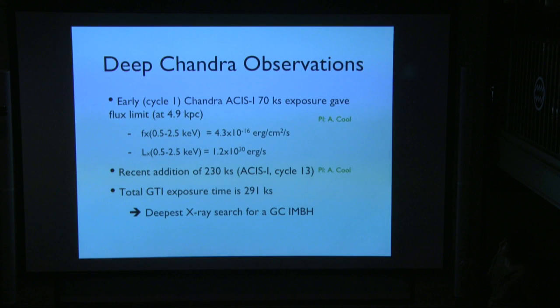So as I mentioned, our very early observations gave us an upper limit on the X-ray flux of an object that might exist in the center of the globular cluster. Our upper limit was a flux limit of about 4 times 10^-16, or a luminosity limit of around 10^30. So then we added a bunch of really nice deep exposures, and this led to what is, I think, the deepest X-ray search so far for an intermediate mass black hole in the center of a globular cluster.